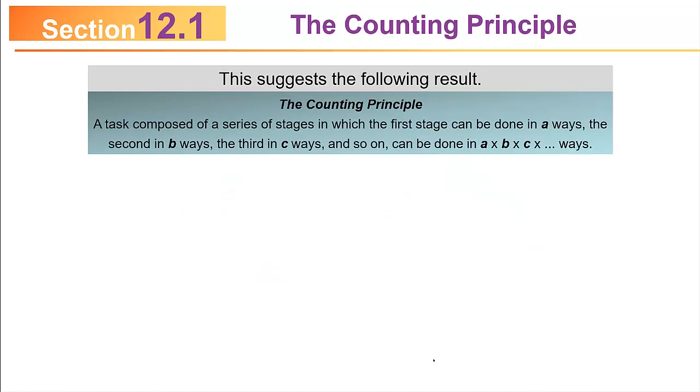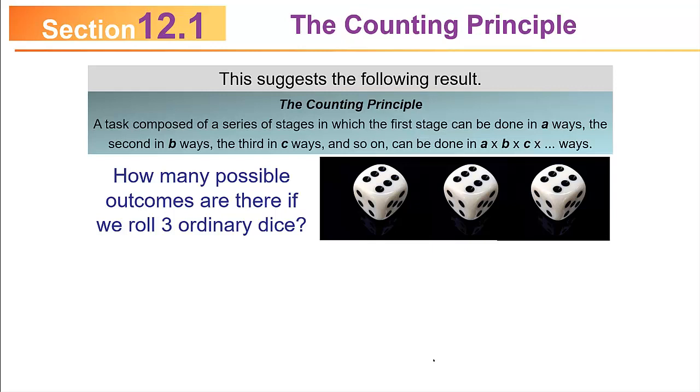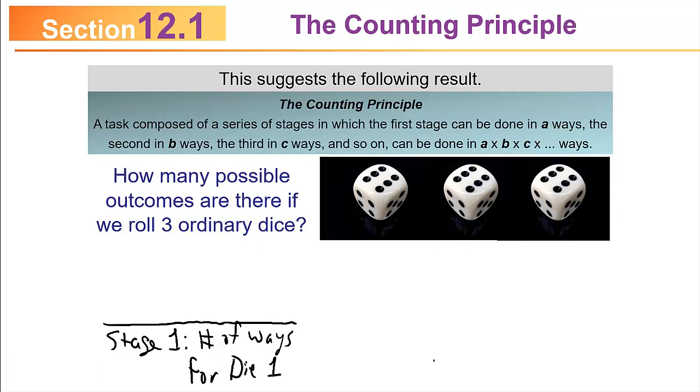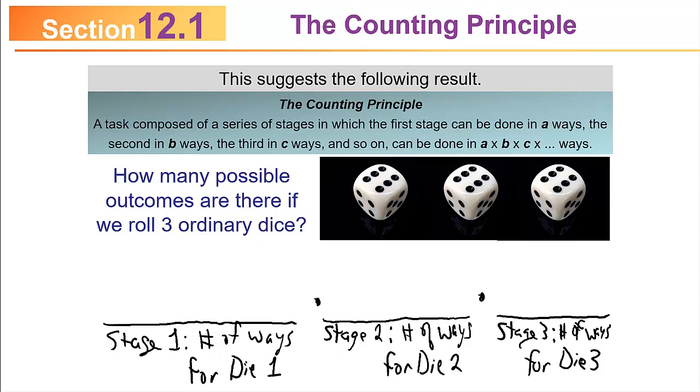Let's try another. How many possible outcomes are there if we roll 3 ordinary dice? Well, think about it a minute. You're going to roll 3 dice, so this is a 3-stage experiment. Stage 1, you need to count the number of ways for die 1 to be rolled, number of outcomes you can have. Stage 2 will be the number of outcomes for die 2, and stage 3 will be the number of ways you can roll and get an outcome for die 3. And the counting principle says once you get each of those counts, you multiply them together.